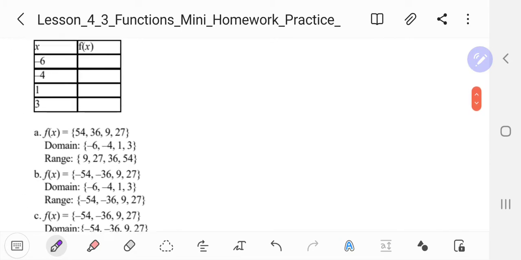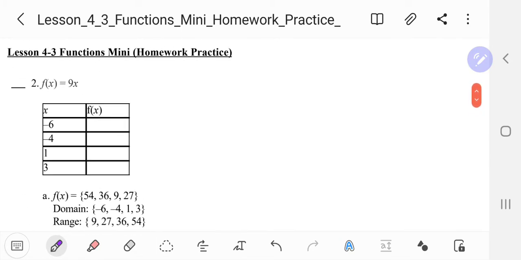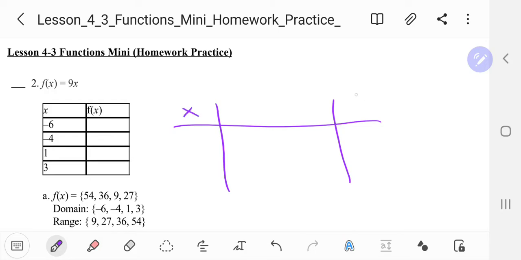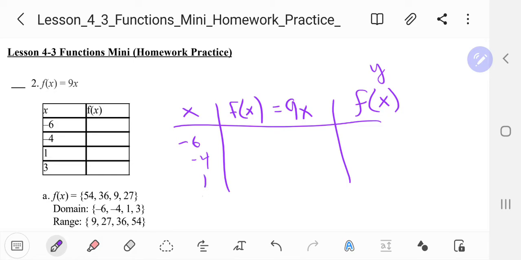Okay, so let's go to the next problem. This is a very similar type. I'm going to do the 3-column thing with x, my output, f of x, also known as y, and we're going to put the rule right here. We have our input values, or our domain values, and we're just going to plug them in.